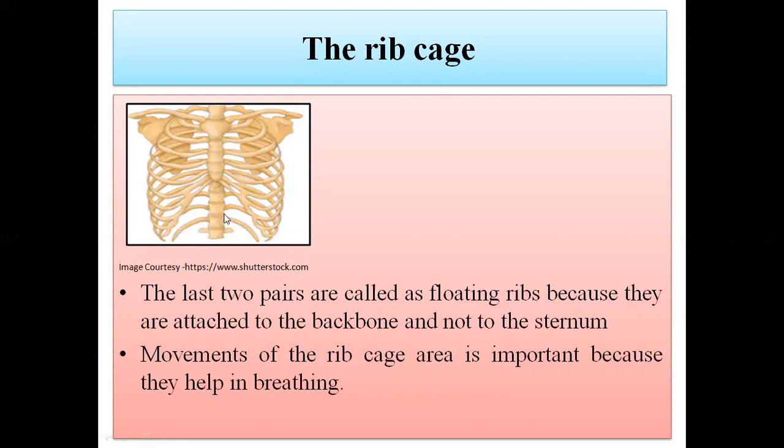What are they called, children? They are called floating ribs. Movements of the rib cage area are important because they help in breathing. So the important function of this rib cage is that it helps in the breathing mechanism.